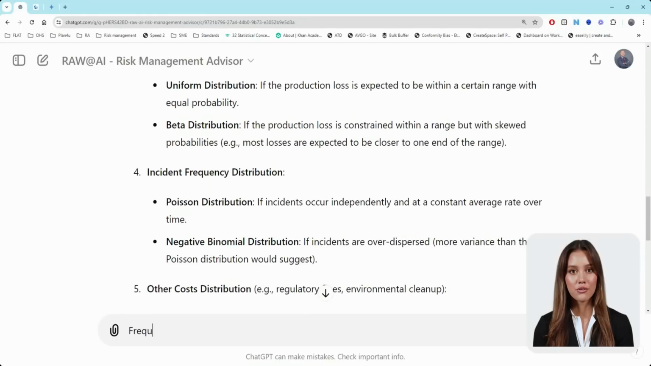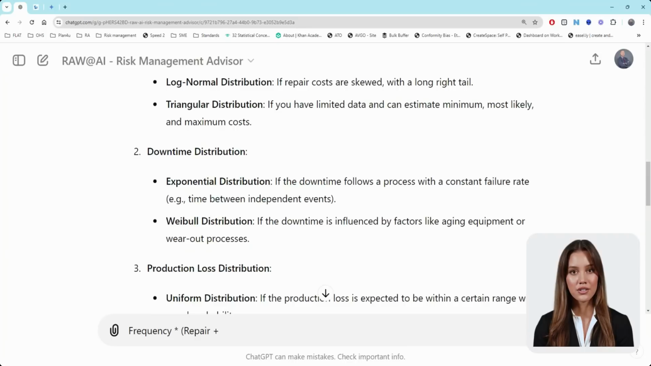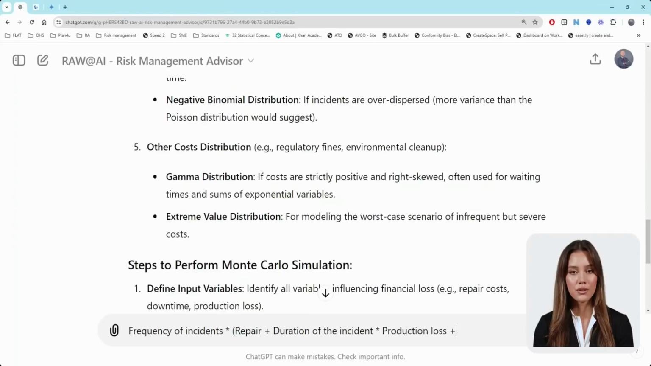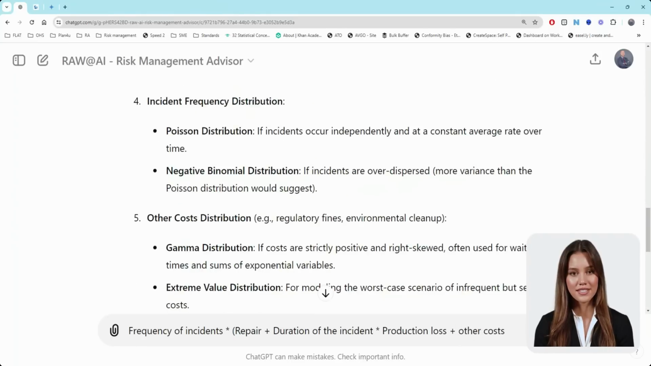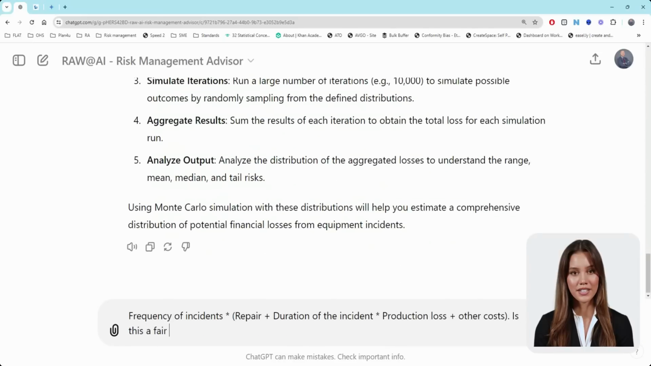So this is suggesting your risk from equipment breakdown is actually a product of 5 things. It's basically an equation. It's the frequency times the cost of the incident. The cost includes the repair of the equipment plus the duration of the incident. So frequency of incidents times the cost of repair plus the duration of the incident times the production loss plus other costs. I'm simplifying a lot, but I want to put things in simple language that explains the steps. Is this a fair description of what our loss distribution would look like? How can you explain it in simple, maybe graphical terms?